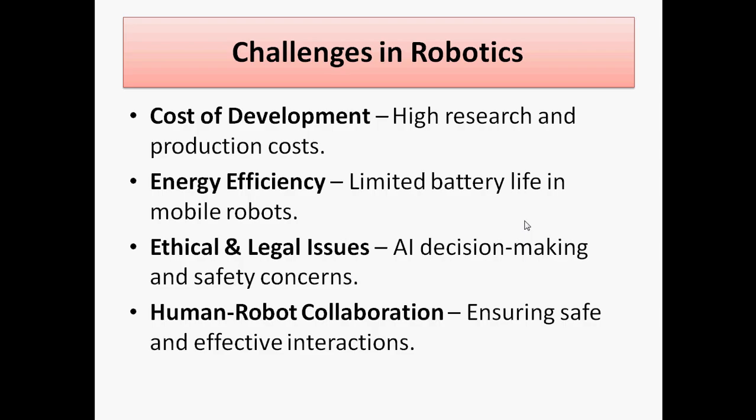The next is human robot collaboration, ensuring safe and effective interactions. This requires human and robot collaboration, that means interaction is required for any type of decision making, as well as for concerns with ethical and legal issues. So these are the big challenges for robotics.